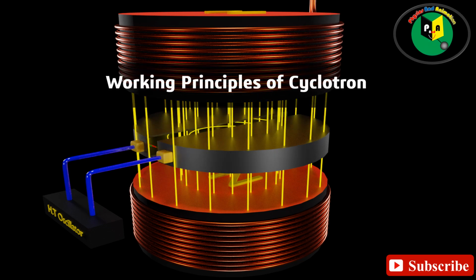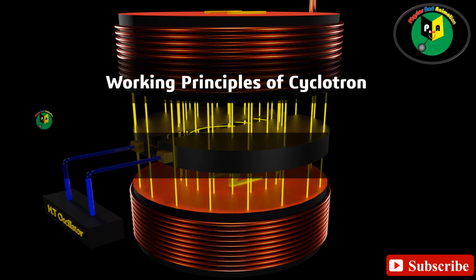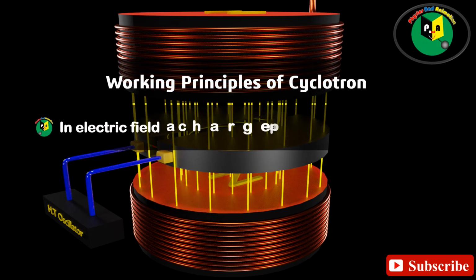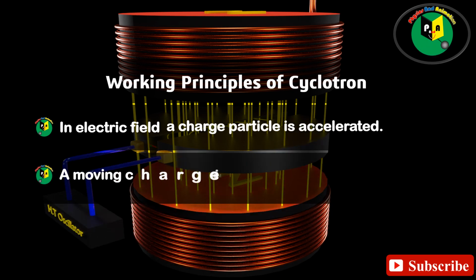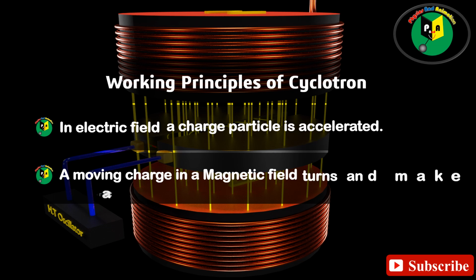Working principles of the cyclotron. Number 1. In an electric field, a charged particle is accelerated. Number 2. A moving charge in a magnetic field turns and makes a circle.